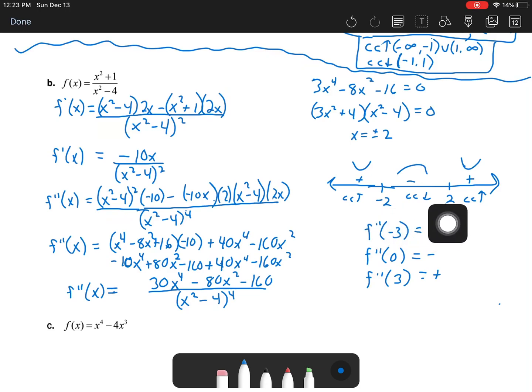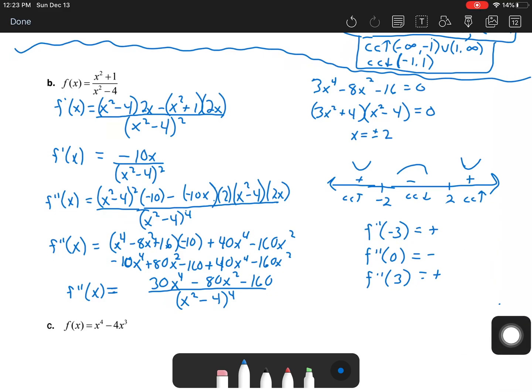So when I put the negative 2 and the positive 2 on my graph and test in my second derivative, what I find is when I test negative 3, I get a positive value, concave up. When I test 0, I get a negative value. And remember, I'm testing in the second derivative. You'll probably have to use a calculator and plug stuff in and see what's happening there. Then with a positive 3, when I test that, I get concave up again. So these are my intervals of concavity.